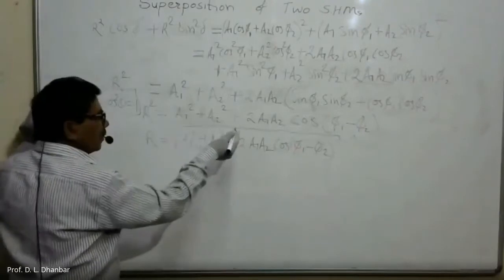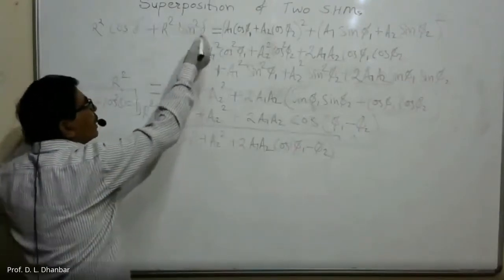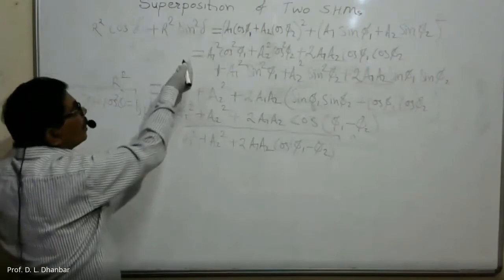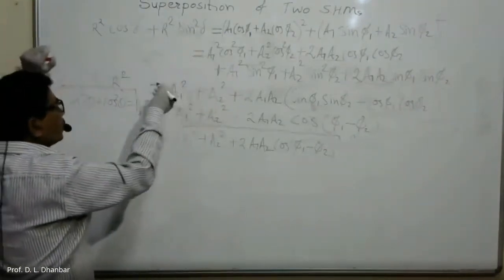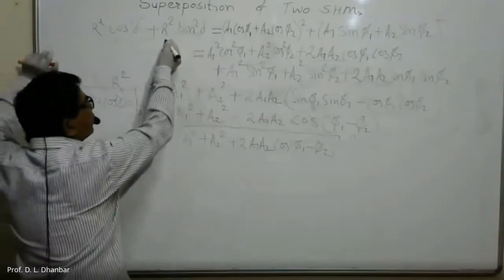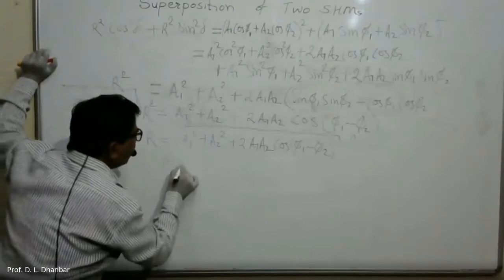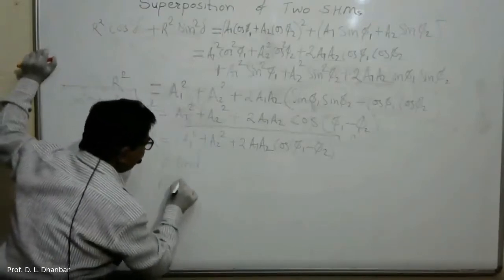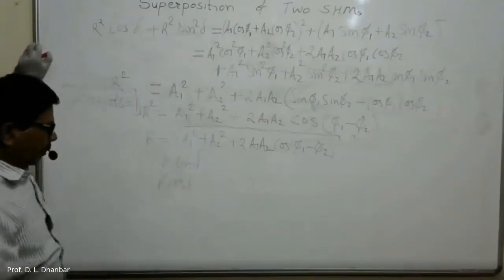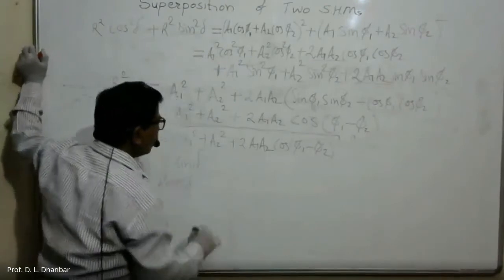So that is the basic equation, where we have squared and added these two equations. Now we'll divide one equation by the other equation. So suppose we divide this r sin delta by r cos delta.